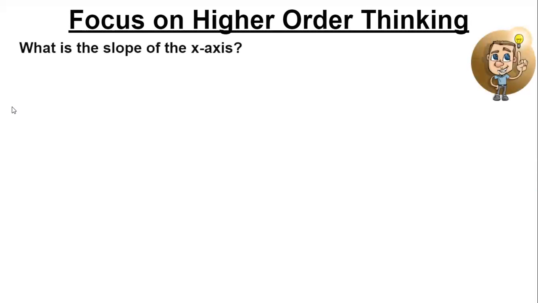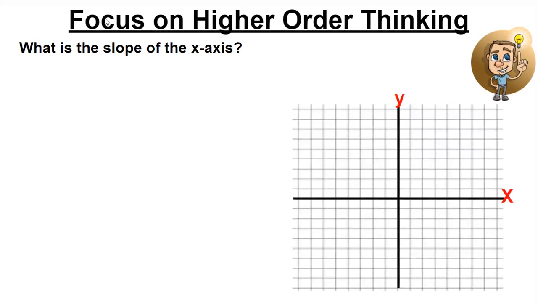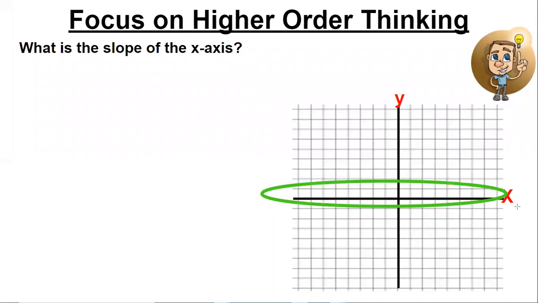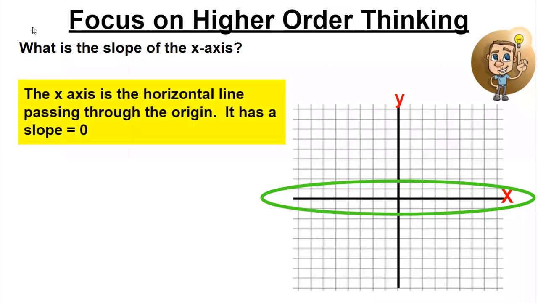Okay, next one. What is the slope of the x-axis? What is the slope of the x-axis? You should know this one from our last lesson. Nope, from this lesson. Where's the x-axis? Circle it. That is the x-axis. It's labeled with an X. The x-axis is a horizontal line. It has not got any steepness, right? So it has a slope equal to 0. So any horizontal line has a slope of 0.